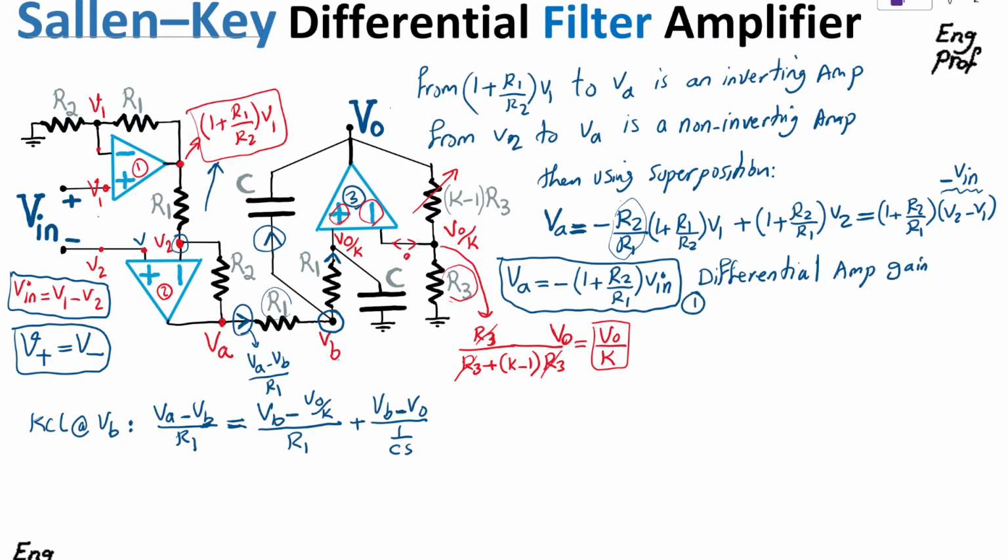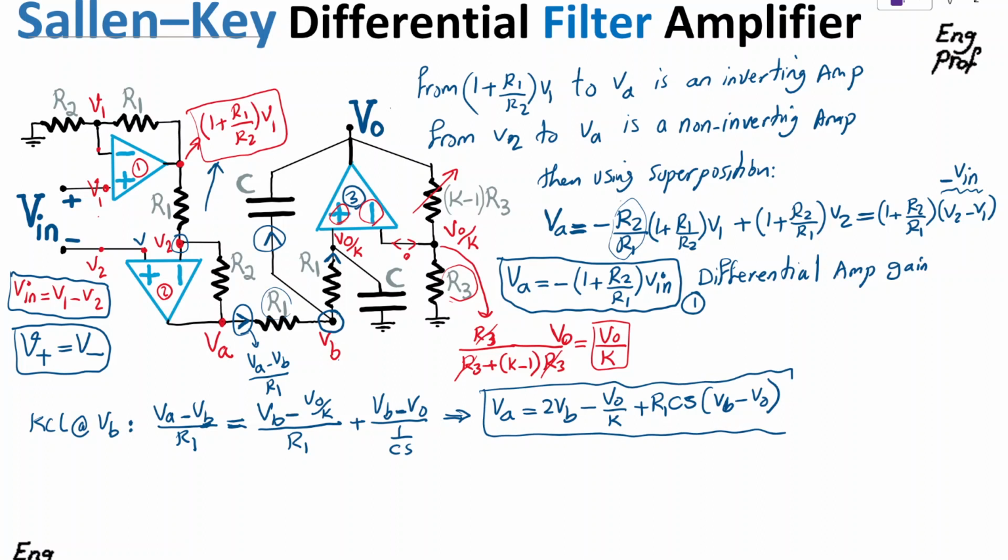Now, if we multiply both sides of this equation by R1, it gives us this interesting simple situation. VA is 2 times VB minus Vout over K, plus R1 CS times VB minus Vout. Now the last, so let's keep this as equation 2.